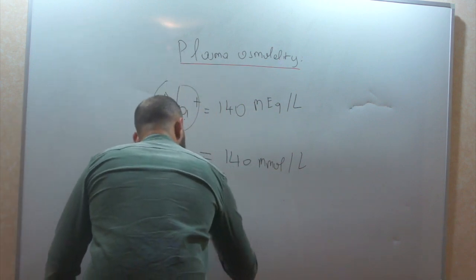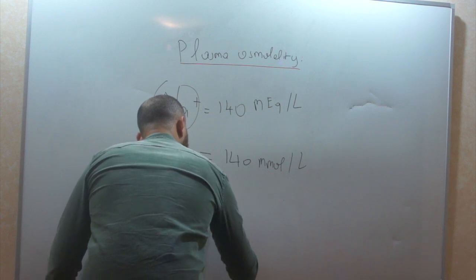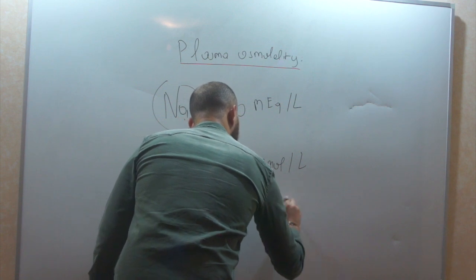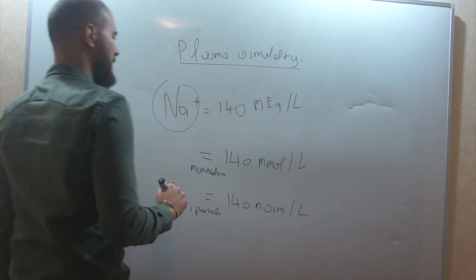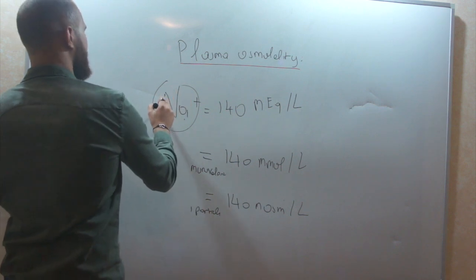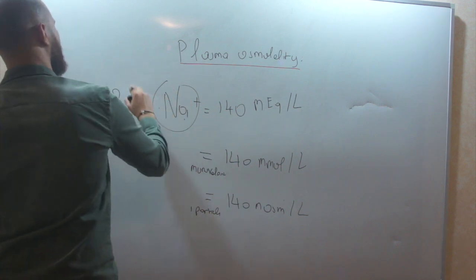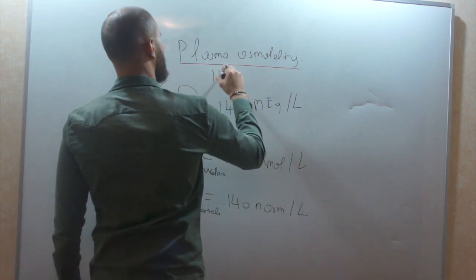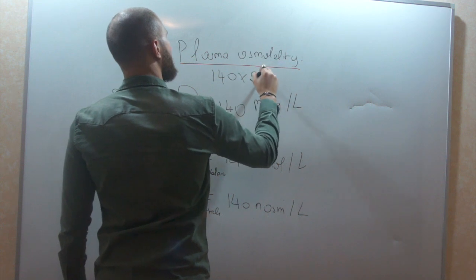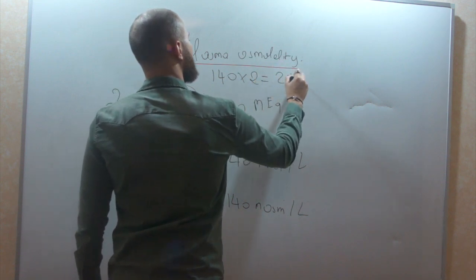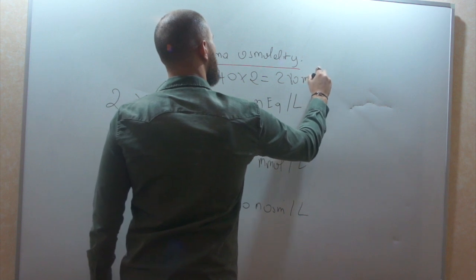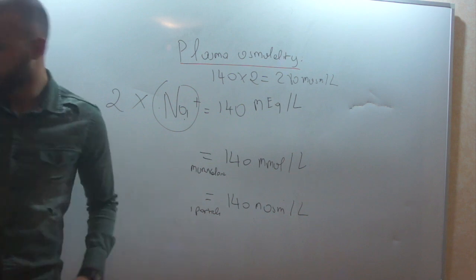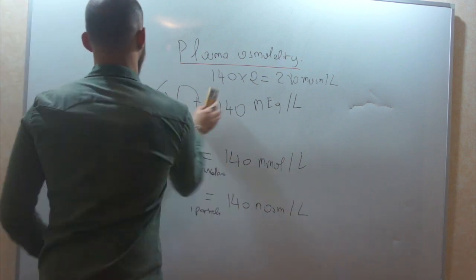It dissociates in the solution into only one particle, the sodium. So 1 particle, it's 140 milliosmol per liter. We have sodium multiplied by 2 for the plasma osmolality. So it's 140 multiplied by 2, which is 280 milliosmol per liter. As simple as that. Now let's move on to glucose.